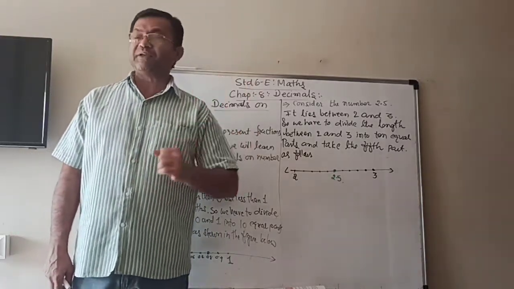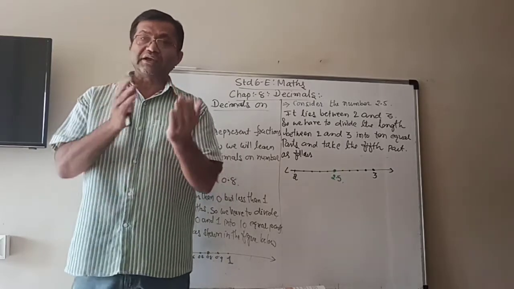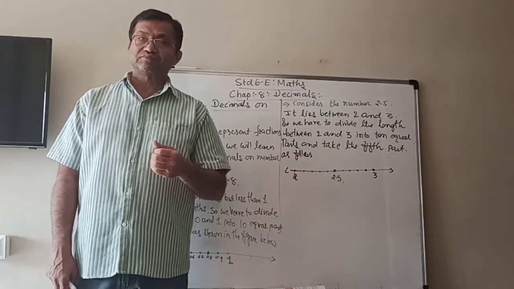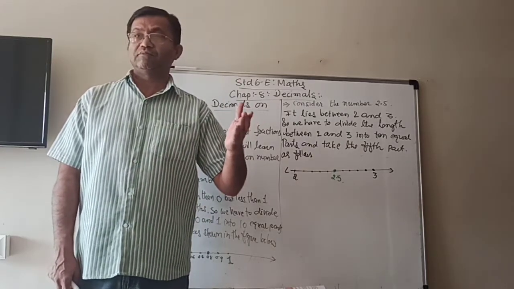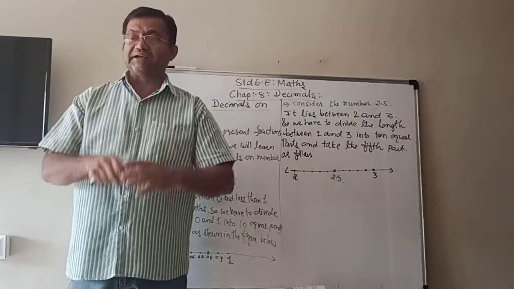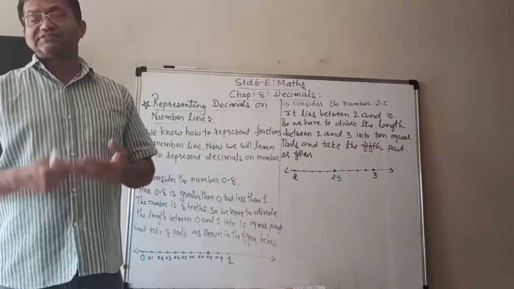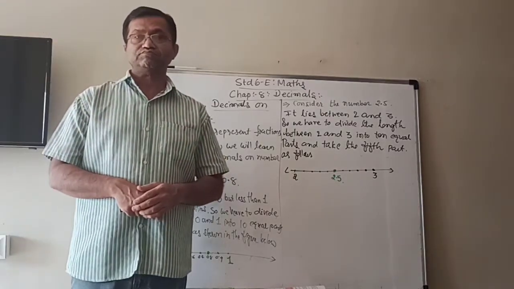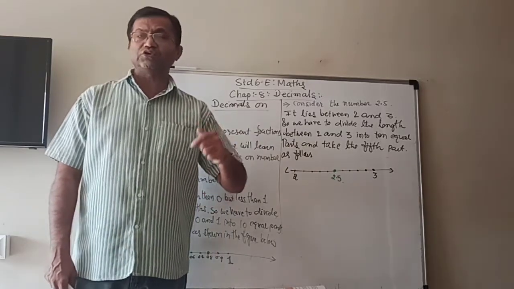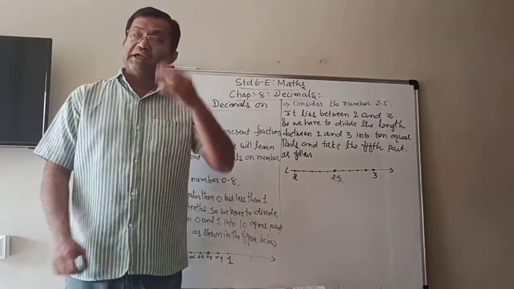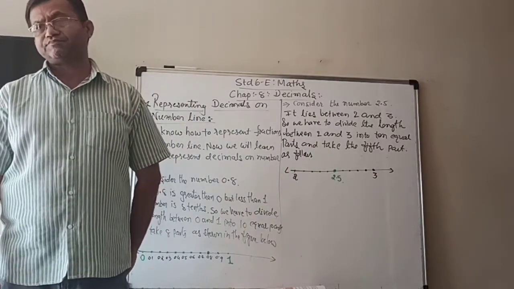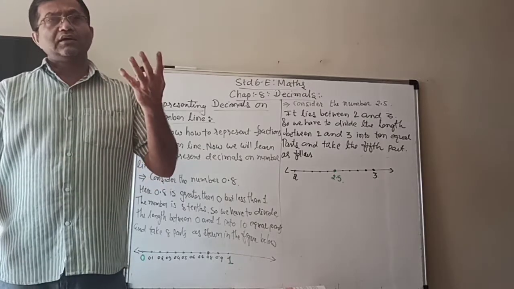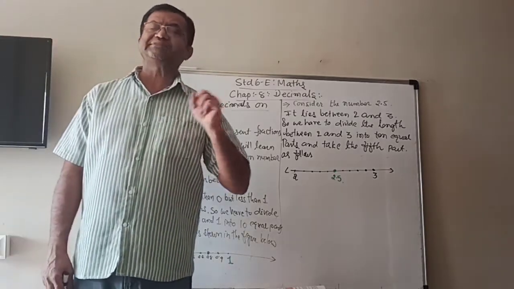If it was an improper fraction, what do we do? We can convert it into a mixed fraction, and then we decide between which two whole numbers that number lies, and then the same thing we have to do between those two whole numbers. But now here we have to learn how to represent the decimal numbers. It is also very simple. Let us understand with the help of an example.